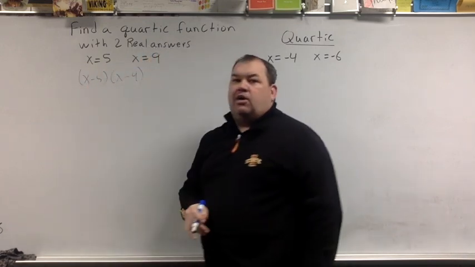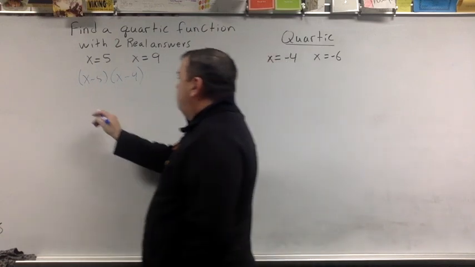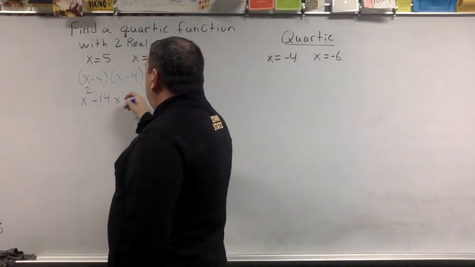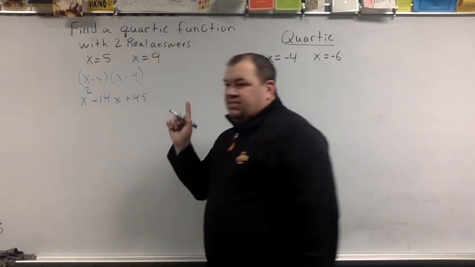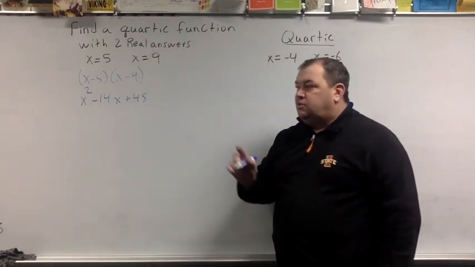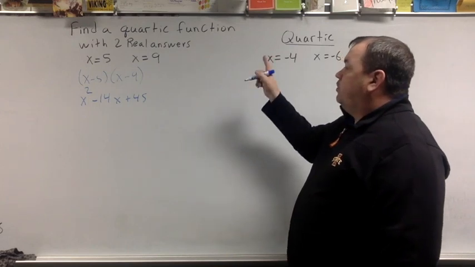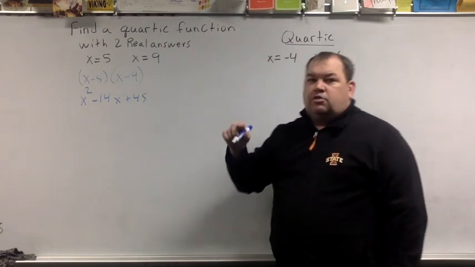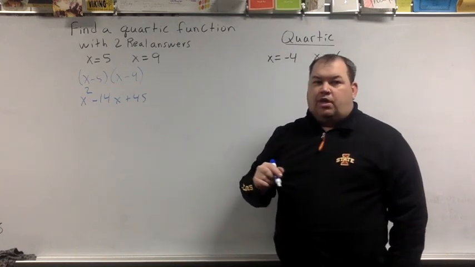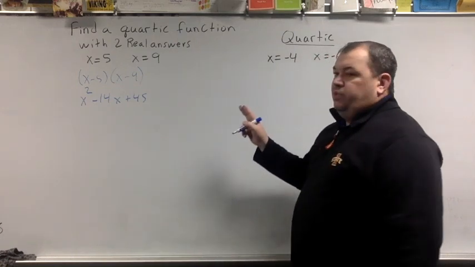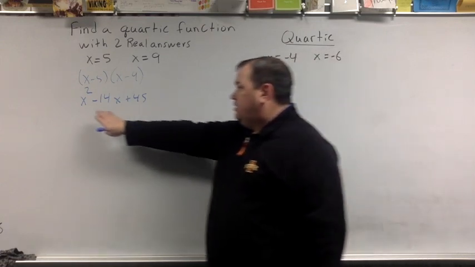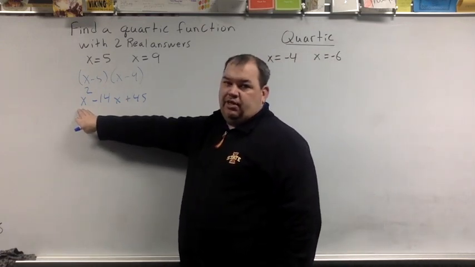And we FOIL these out. So we're going to multiply these out. So I get x squared minus 14x plus 45. But take a look at what they say in the directions. They want me to find a quartic function with only two real answers. So a quartic is fourth degree, but it only has two real answers, so I have to do something for those other two answers because I'm not at a quartic yet.